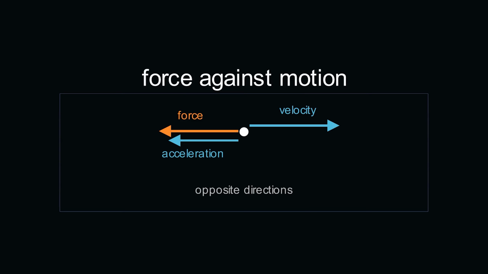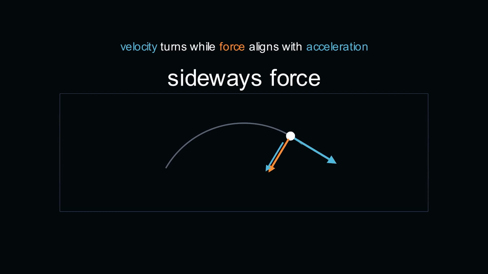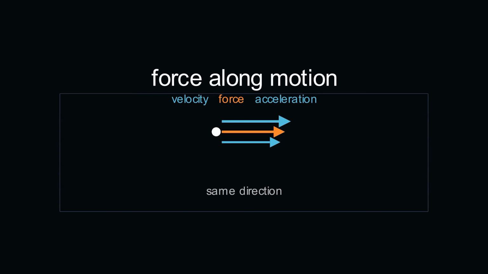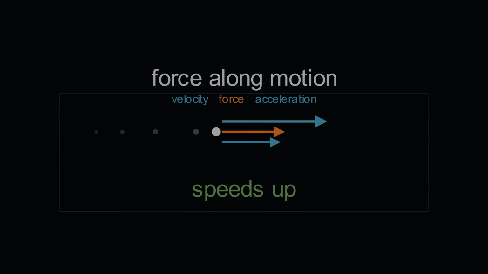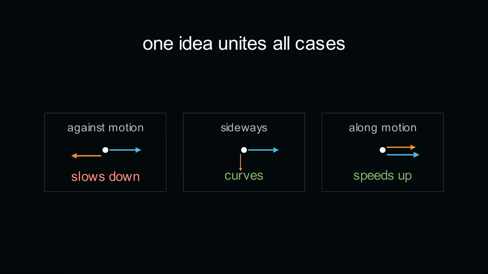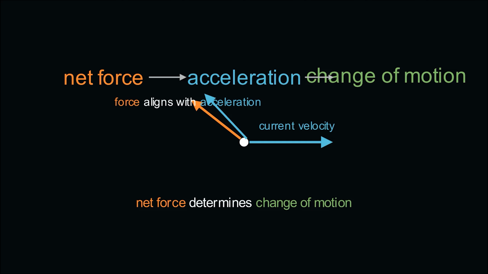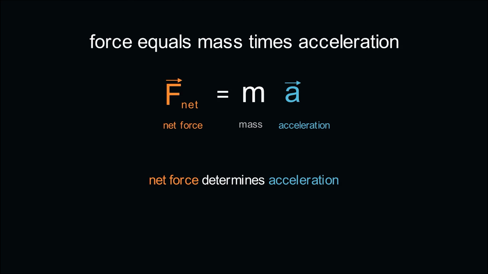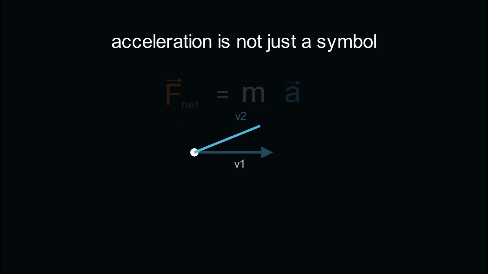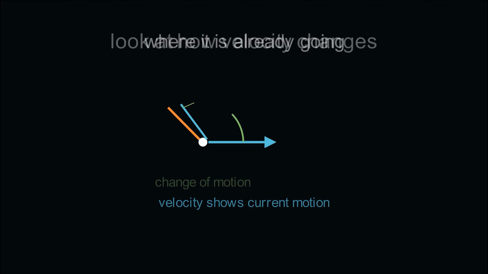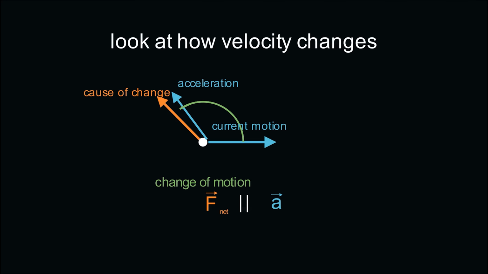If force acts against the motion, the object slows down. If force acts sideways, the path curves. And if force acts along the motion, the object speeds up. One idea unites all of these cases. The net force determines the change of motion. This is why force equals mass times acceleration is much more than a formula to memorize. It says, do not only look at where the object is already going, look at how its motion is changing right now.